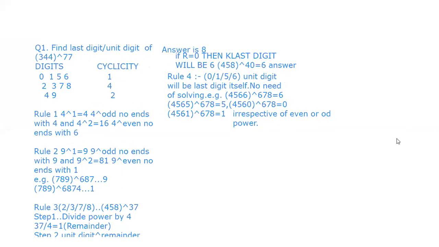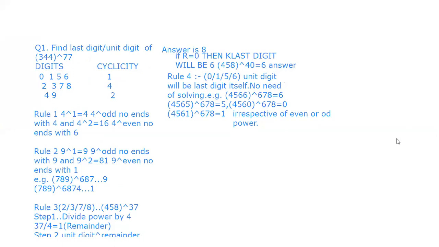The name of this topic is cyclicity. This topic is concerned with finding the last digit of a number. Suppose I ask you what the last digit of 344 raised to power 77 is. You will take a lot of time in finding the last digit of a number.